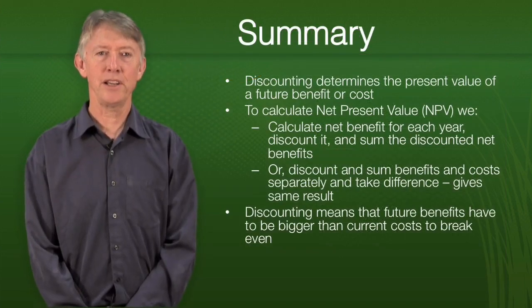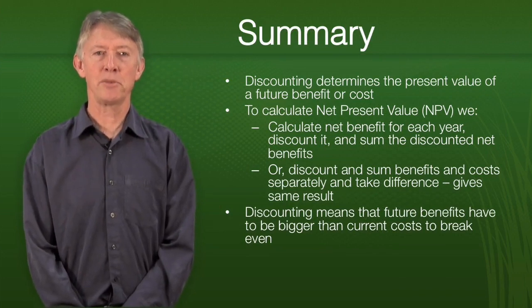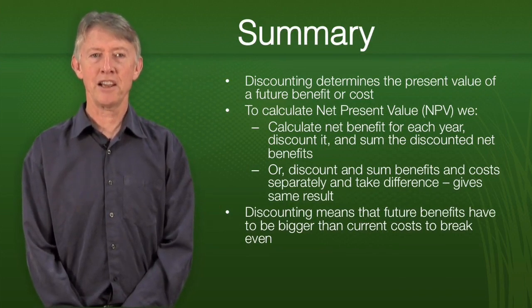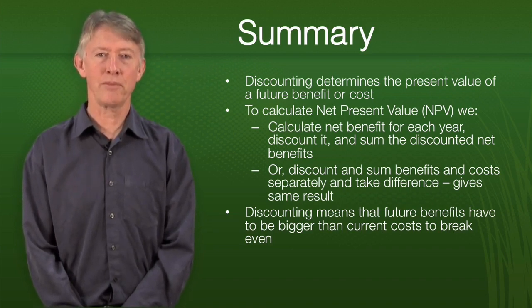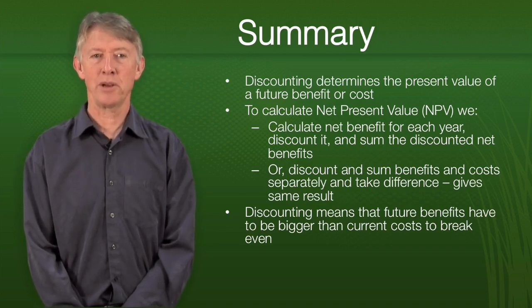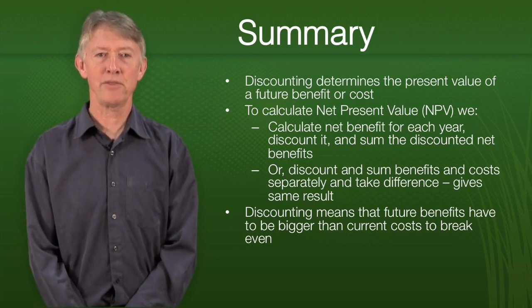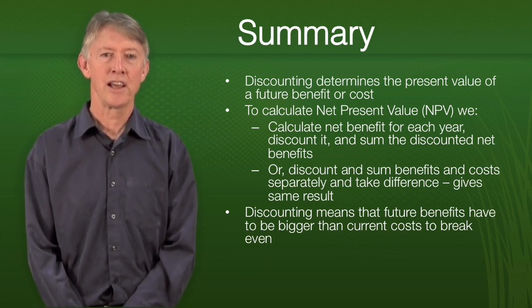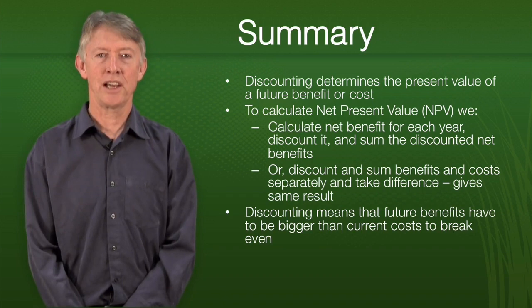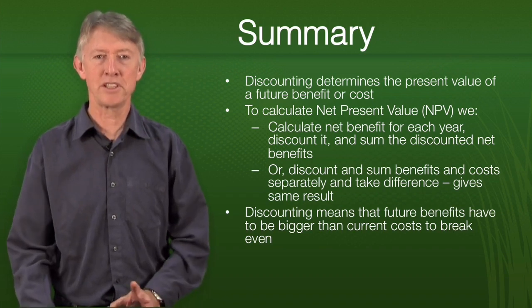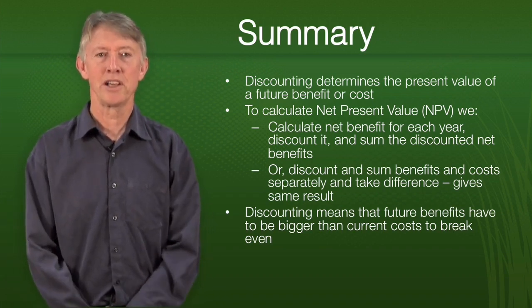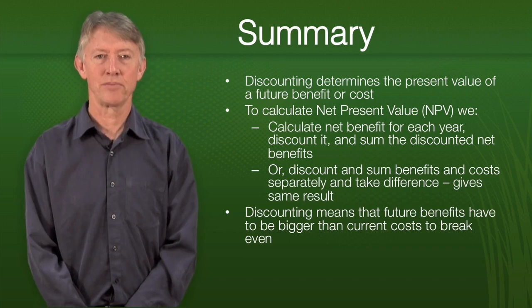So, in summary, discounting lets us determine the present value of a future benefit or cost. And to calculate the net present value, we calculate the net benefit for each t, we discount it, and we sum the discounted net benefits. Alternatively, we could have discounted the benefits and discounted the costs and subtracted the discounted cost from the discounted benefits, and it would give the same result.